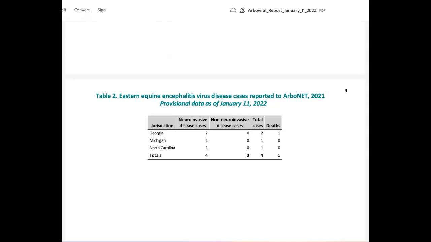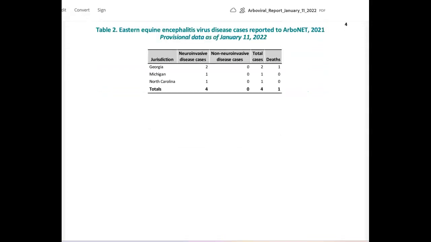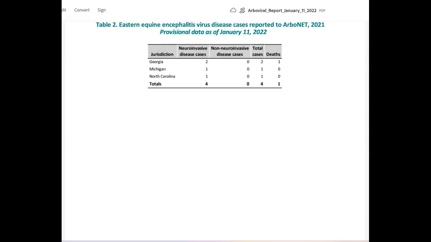This way, active surveillance can allow for proper sort of investigation, and they can keep track. So Michigan and North Carolina had 1. So there were 4 total cases. None that were not, well, all of them neuroinvasive, which is one of the call-outs that CDC made, is that you had 4 cases total of Eastern equine encephalitis. Even though this is very rare, but the people that do get it, 1 of them died.